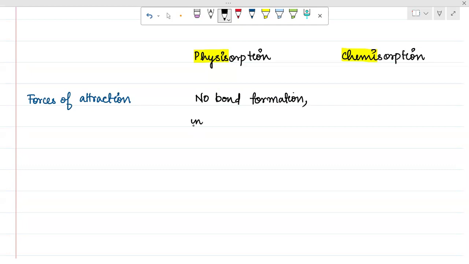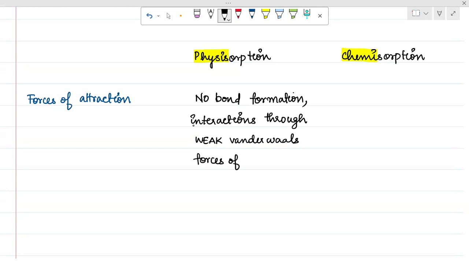No bond formation, comma, interactions through weak, very important. Under physisorption, the gas when adsorbed onto solid is held by very weak forces of attraction. Which are the weak forces of attraction? Weak van der Waals forces of attraction. Okay, while under chemisorption, there is a formation of the bond.